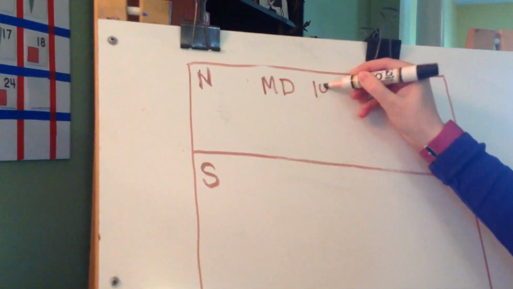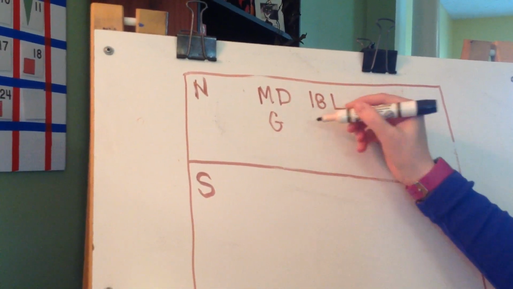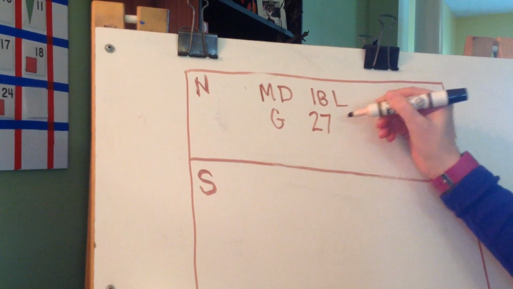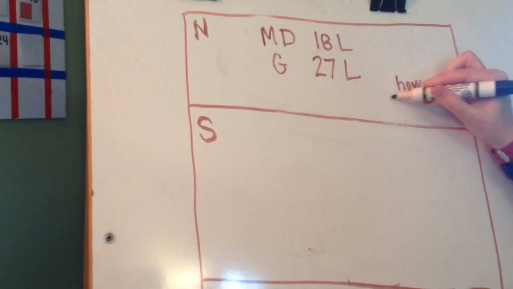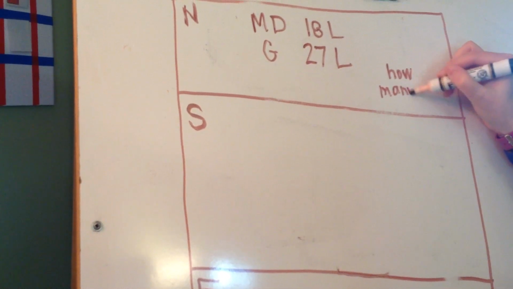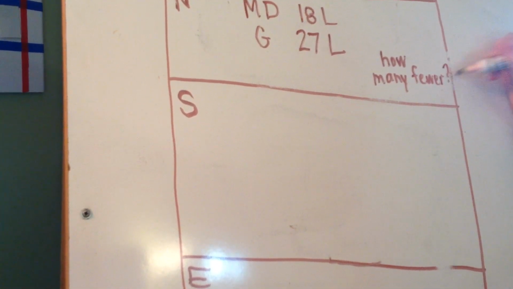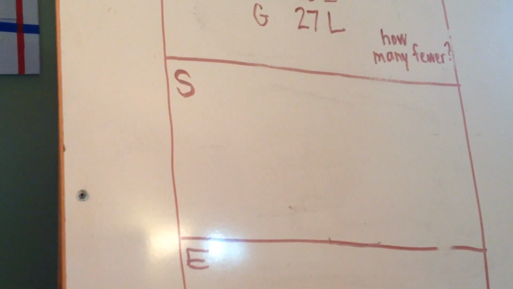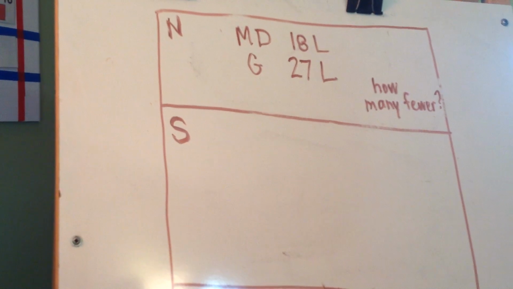We're going to take some notes. Miss Drass had 18 Legos. Gideon had 27 Legos. And I asked, how many fewer does Miss Drass have than Gideon? Pause your video and solve this problem.